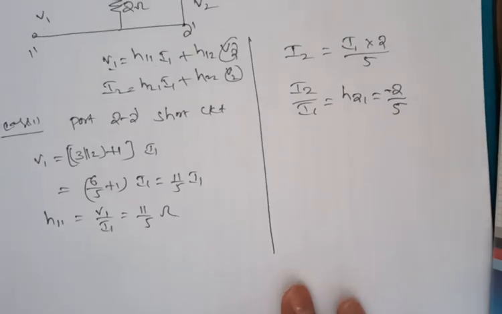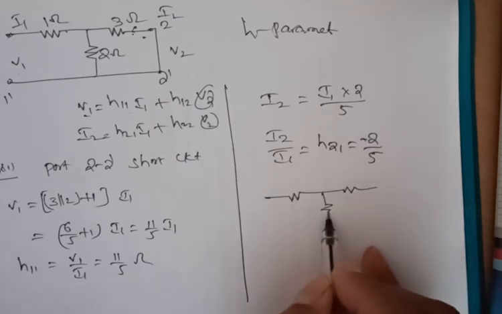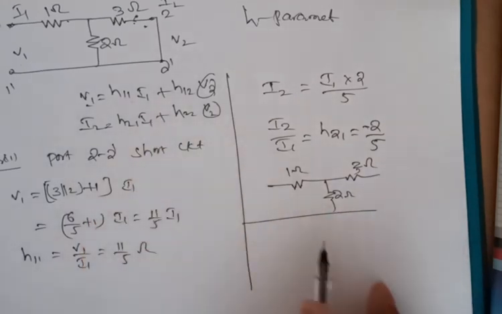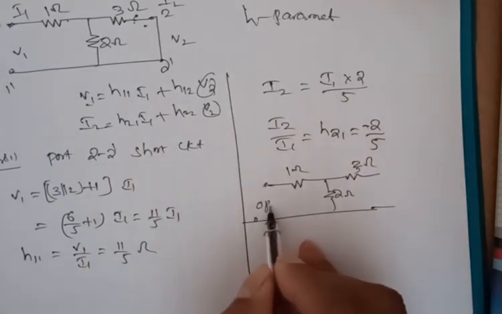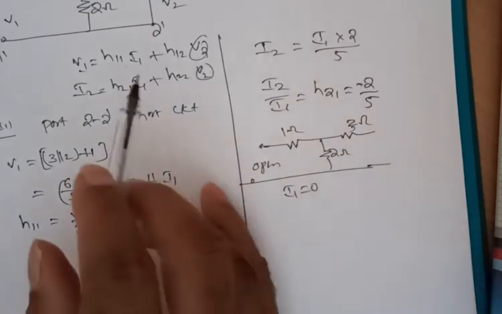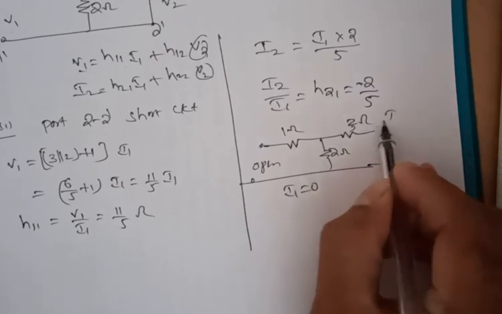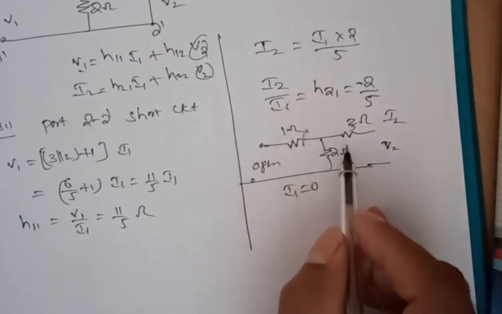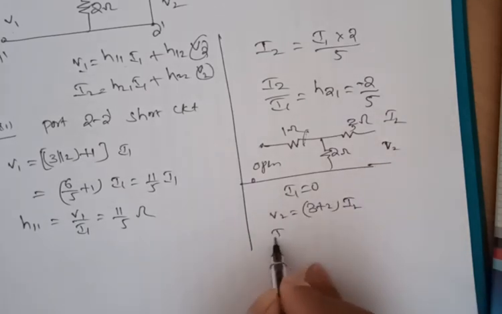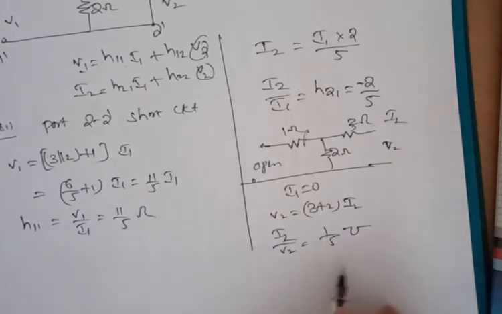Next, the same diagram. Now I am redrawing the diagram: 1 ohm, 3 ohms, 2 ohms. In order to find the remaining parameters, make sure port 1-1' is open circuit. That means I1 equals 0. Now with I1 equal to 0, find the relation between I2 and V2. So this is V2 and the current is I2. Since I1 is 0, it is simply open circuited, and these two come in series. That's why V2 equals (3 plus 2) into I2. But I want I2 by V2, which is 1 by 5 mho. This is called admittance.